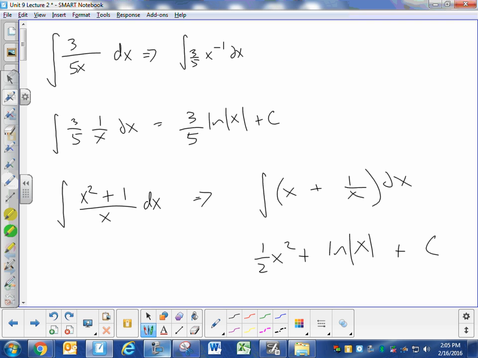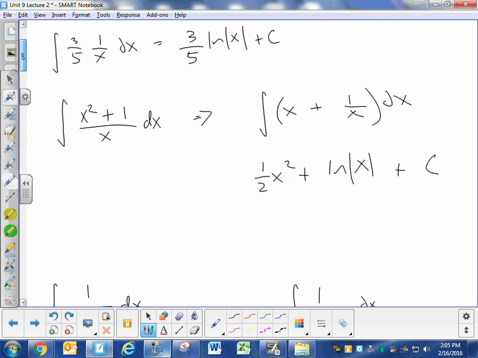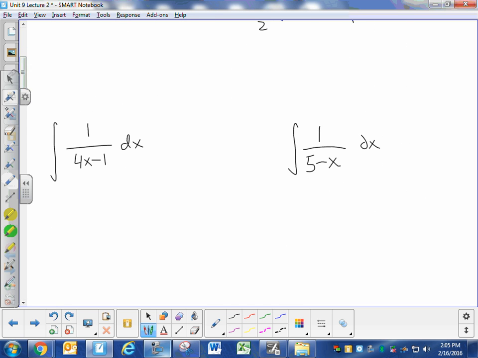All right, so those are easy ones. You just have to know where they come from. Let's talk about ones where we need some U substitution. When we have x to the negative first power, or 1 over x, times stuff, we typically set u equal to the denominator.